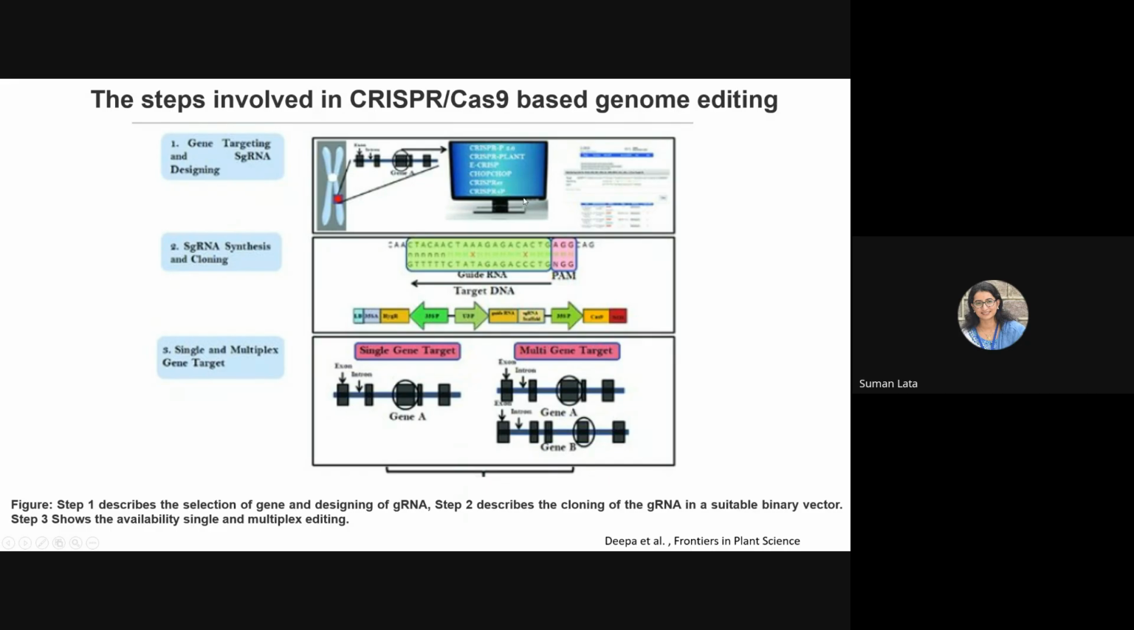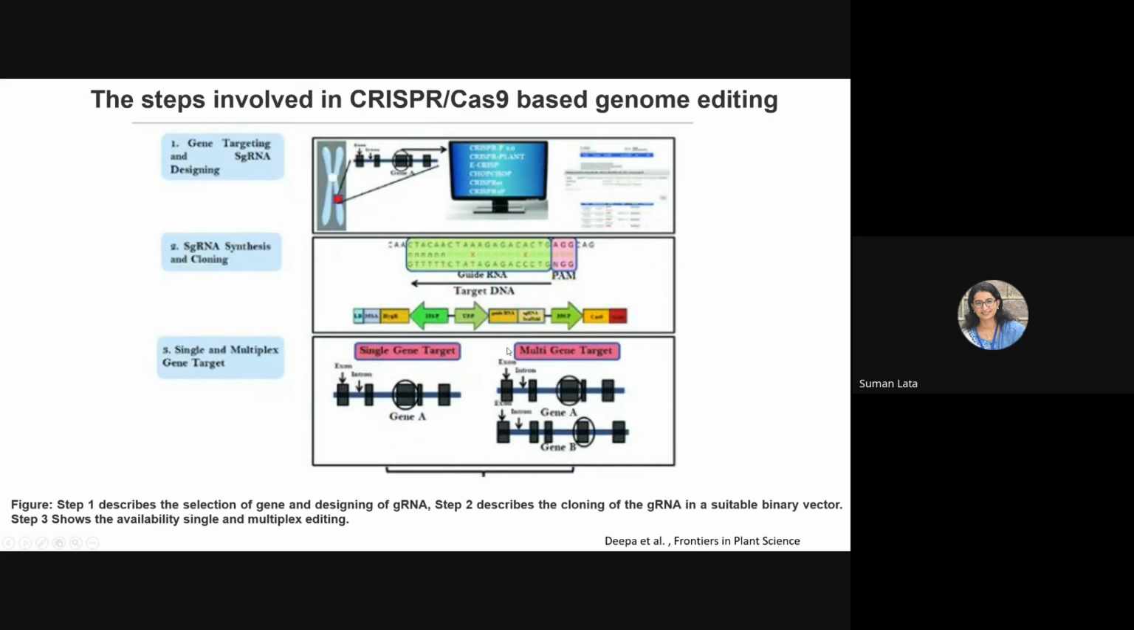These software will give you the guide RNA sequence. Then we synthesize this guide RNA, and then we clone it. So this guide RNA is synthesized and cloned in a Cas9 vector. Then we do the single and multiplex gene targeting. So we can target a single gene, and we can also target more than one gene. That is multiplex.